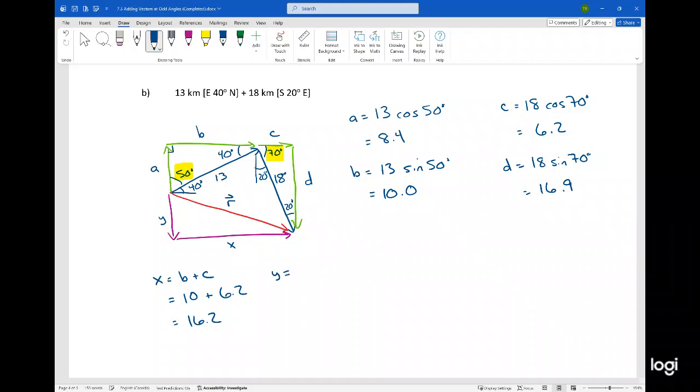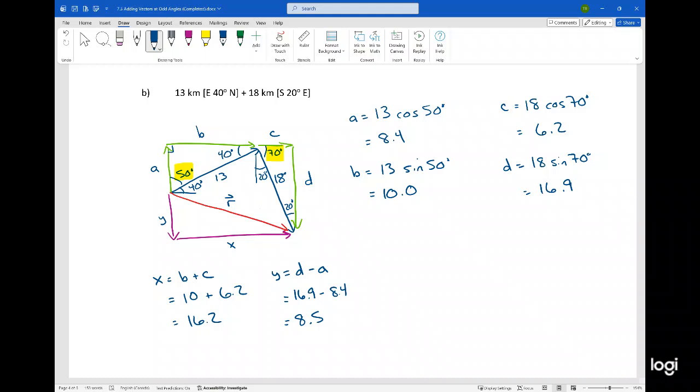Y, the length of Y, is going to be D minus A. Since D is long, like you'll notice that Y is south, D is a long distance south, A is a short distance north. So D minus A should give us the length of Y. And that's 16.9 minus 8.4, which is almost half as long. Yeah, actually A and Y look very close in length to each other, except opposite directions. So yeah, 8.5, and it is heading to the south.